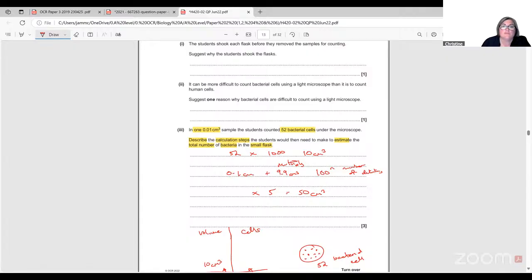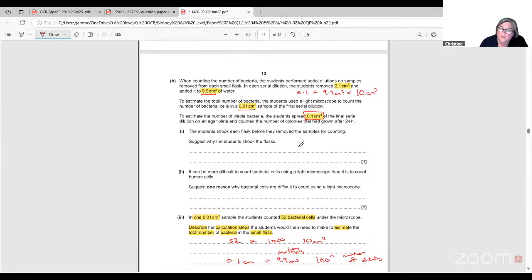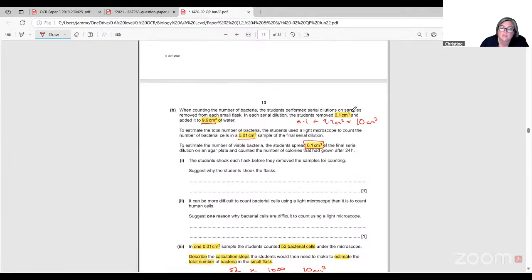Yes. Yes, it is. And it's about how many, because they've told you that you're doing 0.1 centimeters cubed and 9.9 centimeters cubed of water. Good.